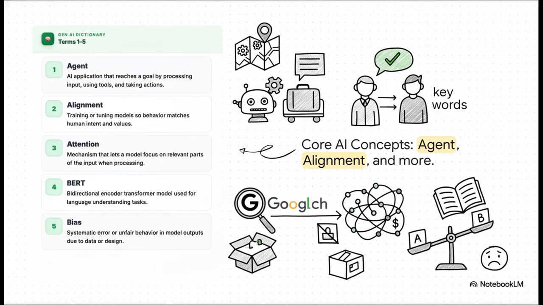Next, we have alignment. This is all about training a model to make sure its behavior actually matches what we humans want. Think of a healthcare chatbot giving safe, accurate advice. That's good alignment. And this is crucial for building trust.